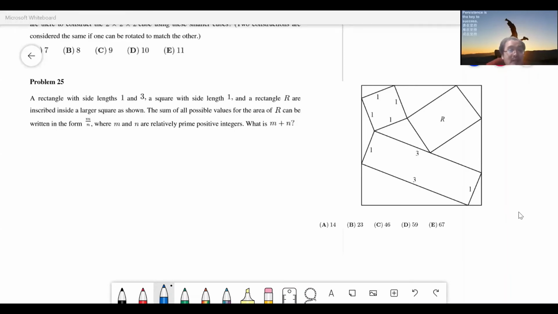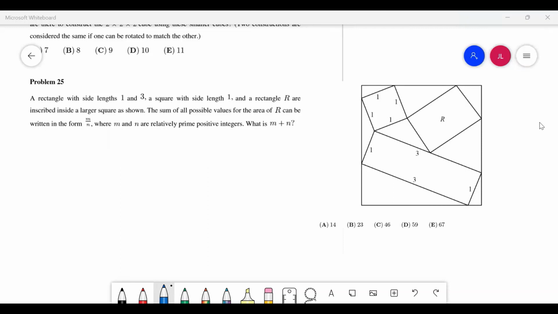Question number 25. A rectangle with side lengths 1 and 3, a square with side lengths 1, and a rectangle R are inscribed inside a larger square as shown. The sum of all possible values for the area of R can be written in the form of M over N, where M and N are relatively prime positive integers. What is M plus N?